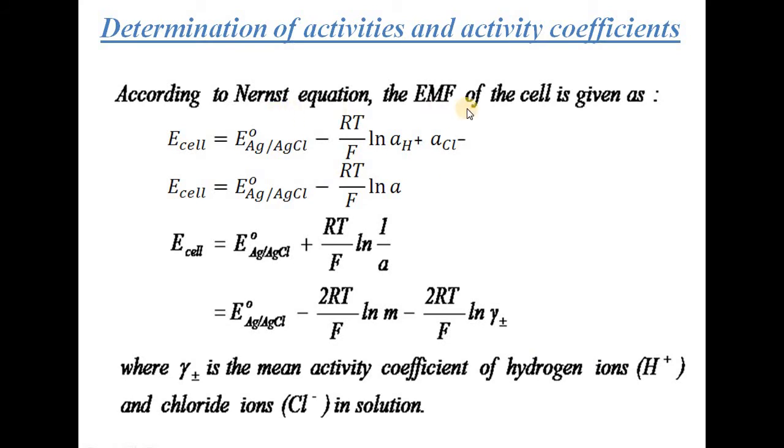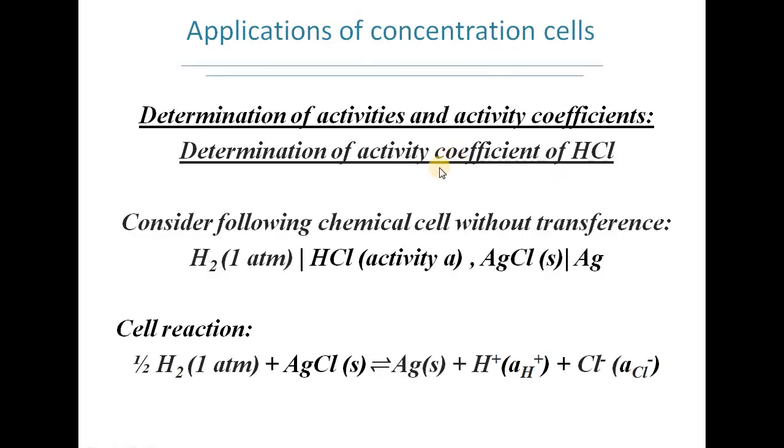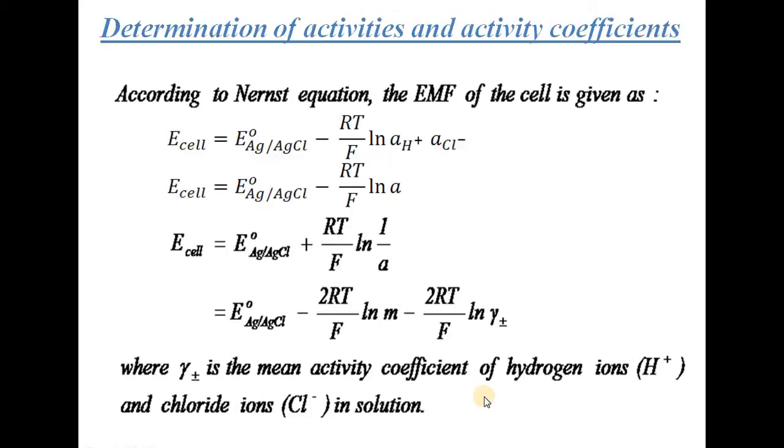According to the Nernst equation, the EMF of the cell is given as E0 of silver chloride minus RT/F ln(activity of H+ × activity of chloride). As you can see from the last reaction, when applying the Nernst equation, we get the EMF of the cell equal to the standard EMF minus RT/F ln(activity of H+ ion × activity of chloride ion). The product of these two ions we can write as the activity of the electrolyte.